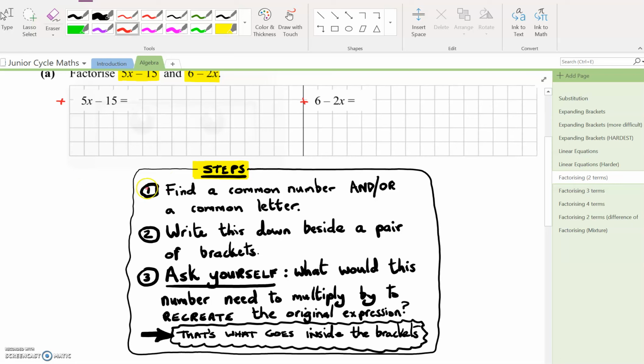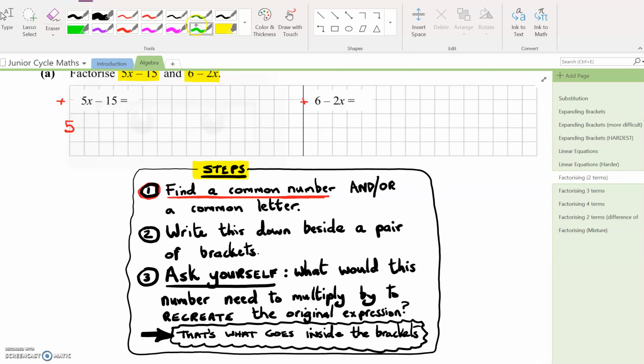Okay, now what's step one? Step one is we have to find a common number and or a common letter. We'll worry about that second bit in a minute, but let's just find a common number first. What number will go into 5 and go into 15? Yes, you guessed it, it's 5.